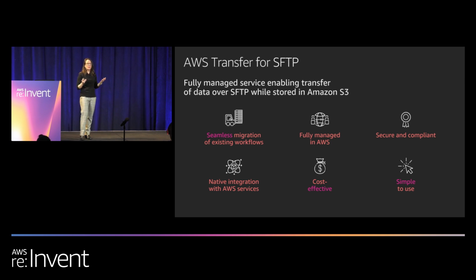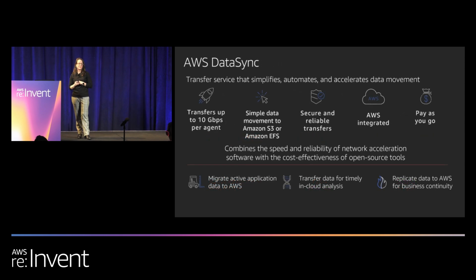And so when we launched SFTP, I think I talked to one of the service team leads, and they were very surprised at how fast the adoption was of this product. But to me, it makes perfect sense, right? Because FTP servers can be difficult to manage. And if you use SFTP, it's a seamless migration of your existing workloads. It's fully managed, and secure and compliant, and very easy and cost-effective to use.